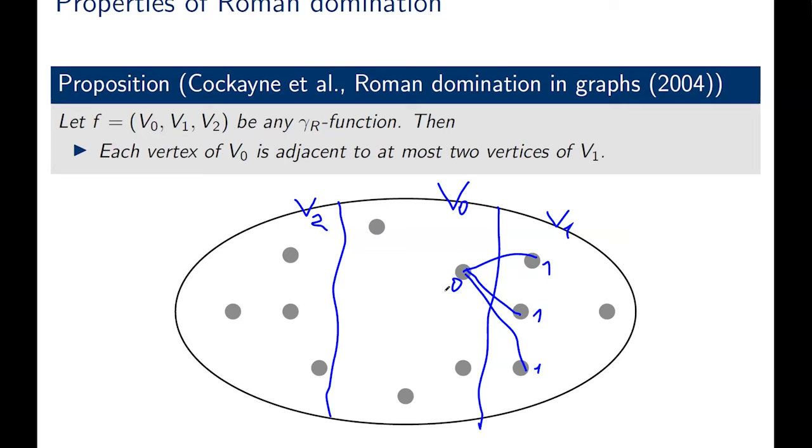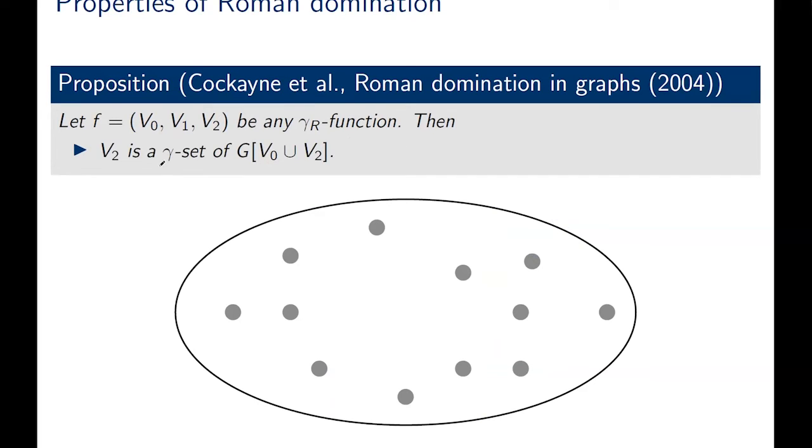So the weight of the subgraph is at least 3, but if this is the case, we can decrease the weight of this subgraph in such a way that we here put 2 troops of soldiers, and here no troops of soldiers at all. So the weight is 2 instead of 3. Okay, so again, this must be true, because otherwise we can find the Roman dominating function with smaller weight.